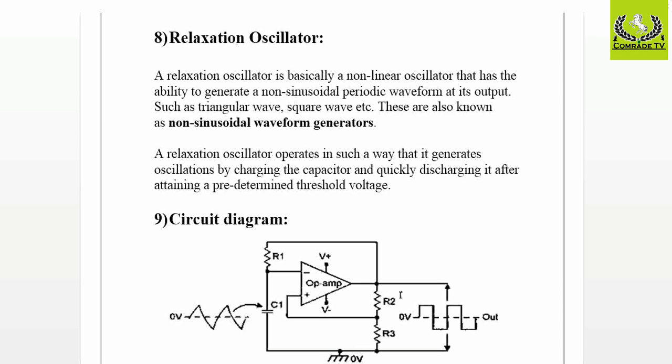So here we have one type of oscillator, that is the relaxation oscillator. A relaxation oscillator is basically a non-linear oscillator that has the ability to generate a non-sinusoidal periodic waveform at its output, such as triangular waveforms and square waveforms.